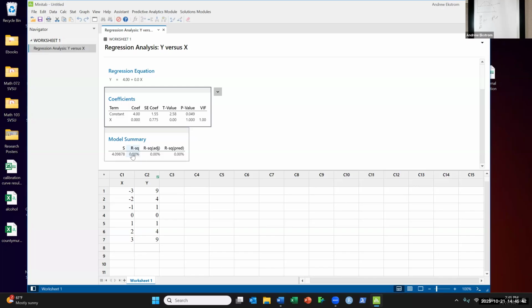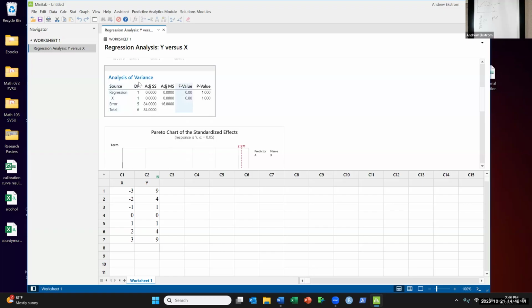Looking down here at model summary, this is telling us the standard deviation for the model is 4. R squared, so this is our correlation coefficient squared, is 0.00. R squared adjusted and R squared predicted, we're going to use those quite a bit coming up. For right now, don't need to worry about it.